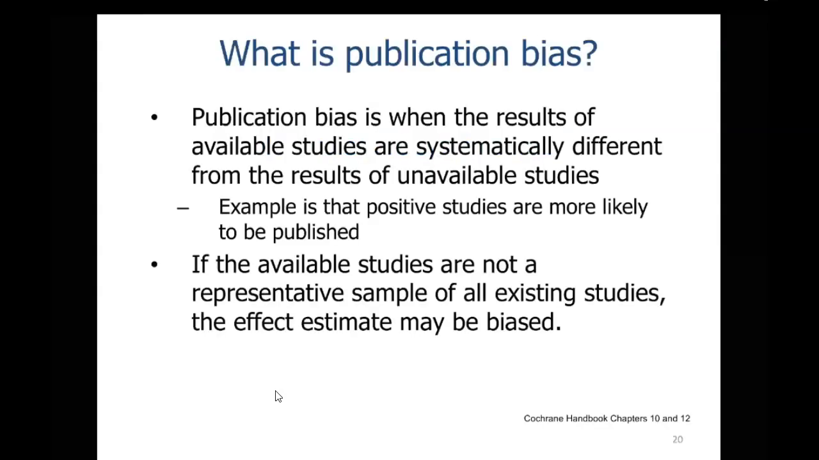And the last one, publication bias, is probably the easiest one I find to understand. So publication bias is when the results of available studies are systematically different from the results of unavailable studies, right? And this is often to do with the fact that journals tend to skew towards studies with a positive outcome, meaning where the tested hypothesis was actually found to be true rather than a quote-unquote unsuccessful trial, right? So positive studies are more likely to be published. So if the available studies are not a representative sample of all existing studies, the effect estimate might be biased, and that's what we call publication bias.